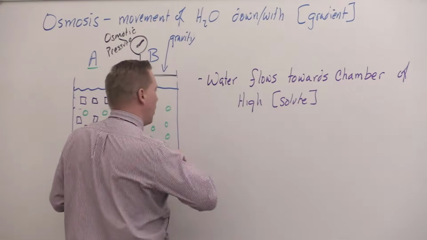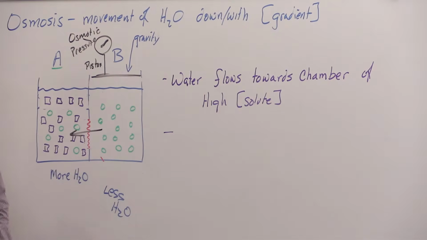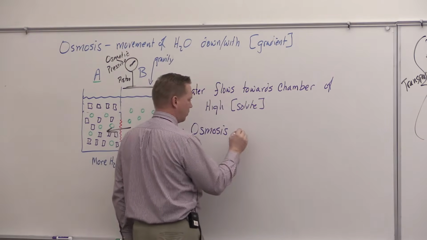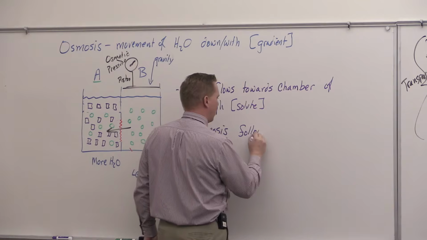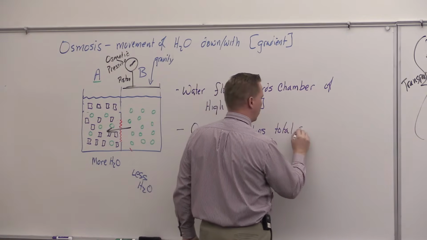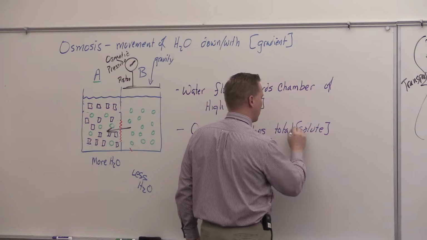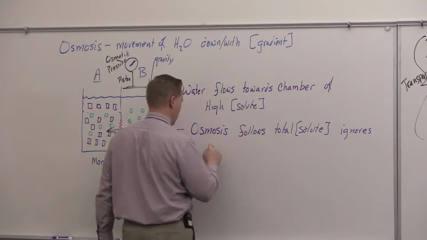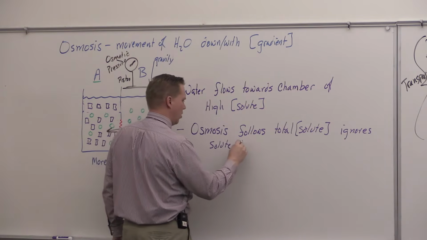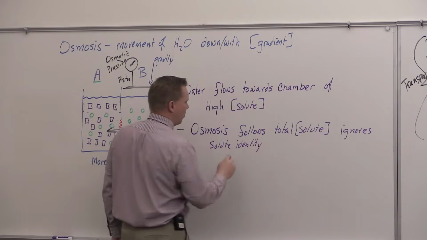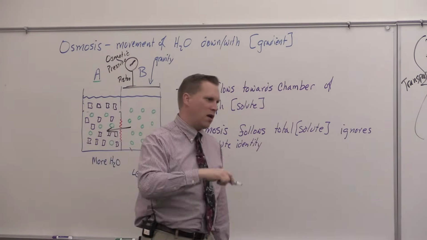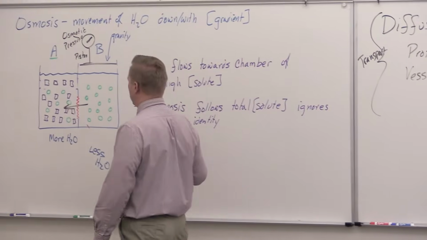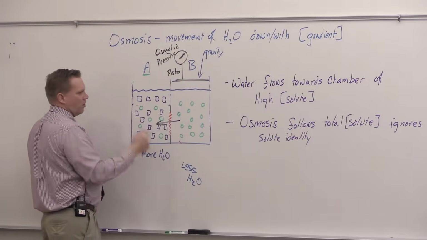And so that brings up another important rule about osmosis that we should put up here, and that is osmosis follows total solute concentration, and it ignores solute identity. So it doesn't care whether you're glucose or sodium or chloride. A particle in that solution is a particle. An ion is an ion. A solute is a solute. And so you have to add up all the solutes.